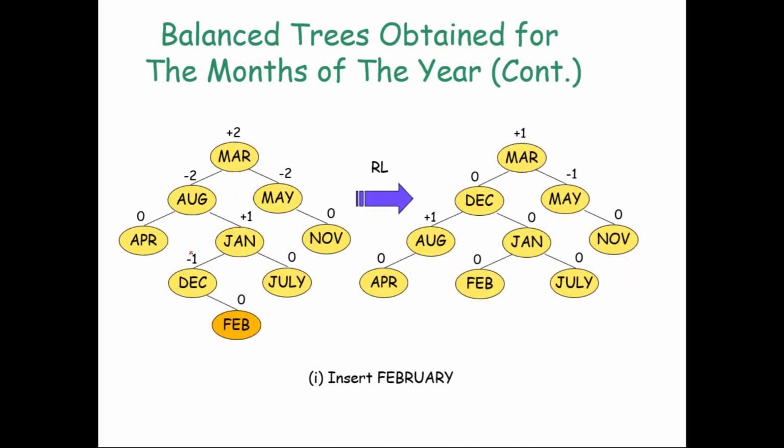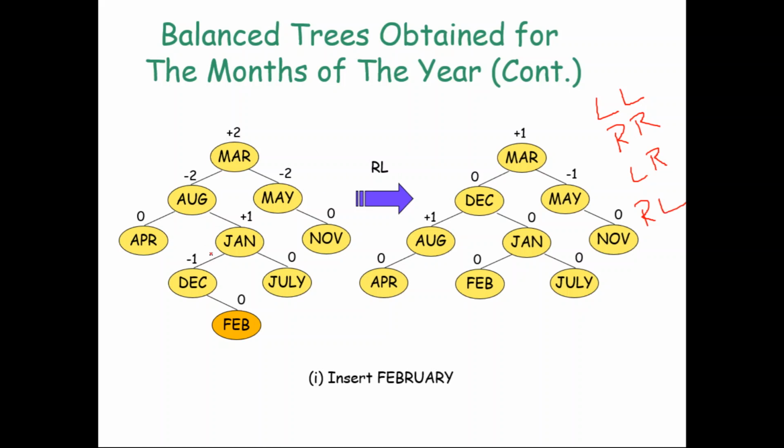Now if you add February, this is what you get. Here three nodes got unbalanced: 1, 2, 3. From the new node, the closest one is where we have to start, so we start from August. You have to know what type of imbalance it is. There are four types of imbalance: either LL, RR, LR, or RL. We have already discussed three cases. The fourth case which is left is RL.